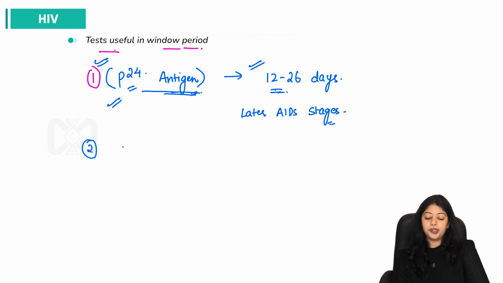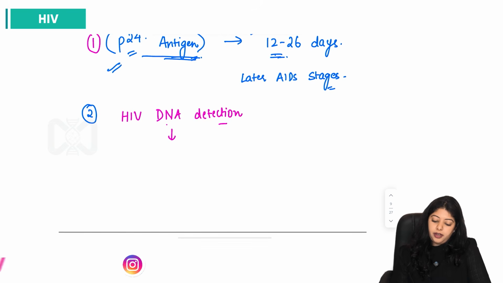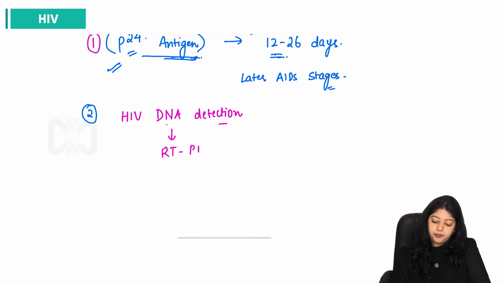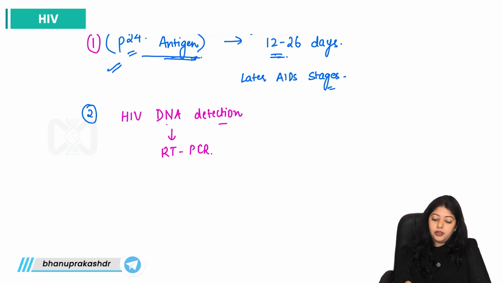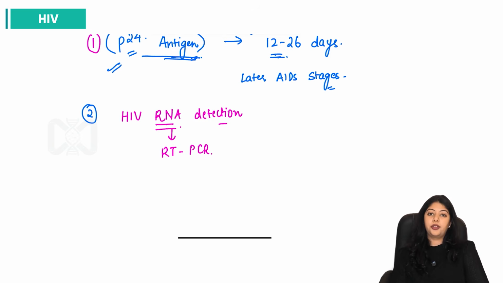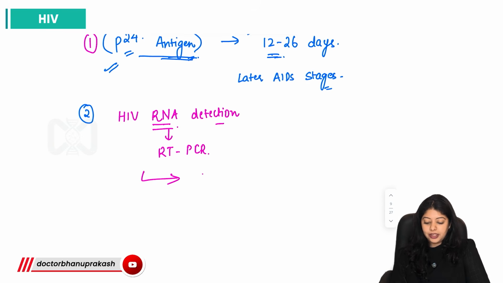Then the other test which can be done, a very, very important test which can be done during this window period, is the HIV RNA detection. HIV RNA detection can be done by RT-PCR, real-time RT-PCR, then NASBA, etc. Right? So, not DNA, it is HIV RNA. And what is the time duration from which it can start getting detected in the serum? It can be as early as 10 to 14 days.